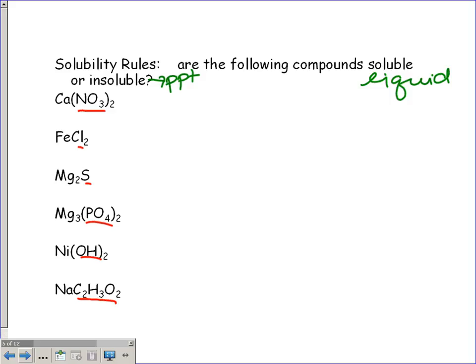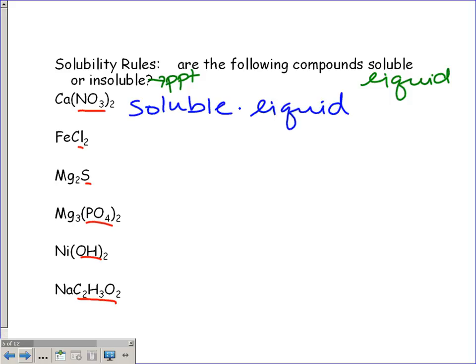So for example, calcium nitrate. I need to find nitrates in either the soluble or insoluble column. Well, the first bullet under soluble says all nitrates, acetates, ammonium, and group 1A salts are soluble. So calcium nitrate would be soluble, which means that it stays as a liquid. It is not our precipitate.